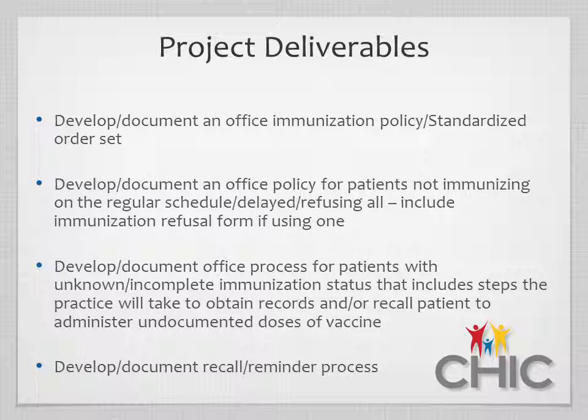Third, to develop and document an office process for patients with unknown or incomplete immunization status that includes steps the practice will take to obtain records and/or recall patients to administer undocumented doses of vaccine. Lastly, to develop and document a recall reminder process.